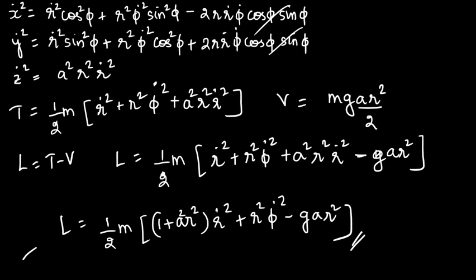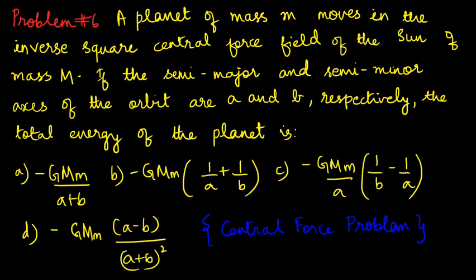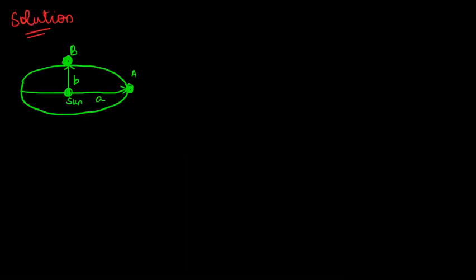Let us see our next question, and this is again from the central force problem. So we have to find the total energy of the planet which moves in the inverse square central force field of the sun. Okay, so the mass of the sun is M, and we will consider the mass of the planet as small m. So we have to find the total energy.